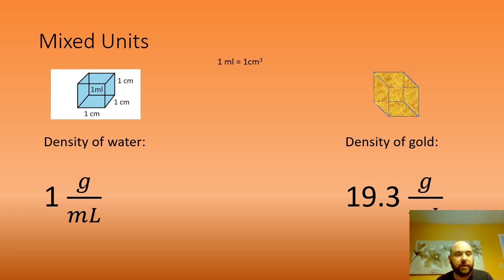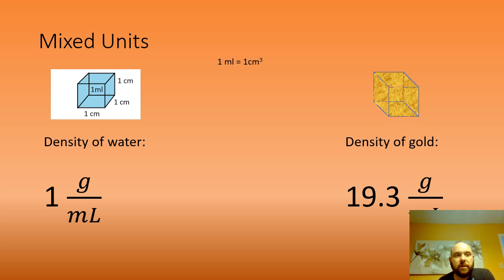So if you transferred it to a balance somewhere, it would come up to 1. And that's what the density of water is telling you, that 1 gram of water fills a volume of 1 milliliter. And it's read like this. Anytime you see that division in the unit symbol, you always say 1 gram per milliliter.